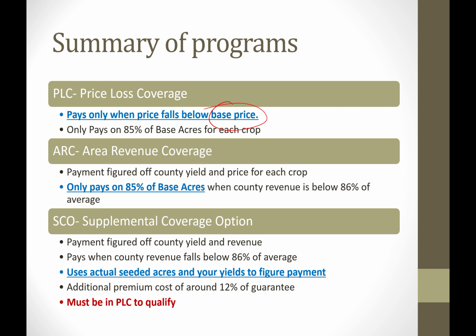And then SCO is a supplemental coverage option. That one actually is something that you pay into through the federal crop side. The payment's figured off of the county's average yield and revenue. So it's a county-wide triggered program, but the amount you get paid varies depending on what yields you have for each unit on your crop insurance. The other good thing about this program is it uses your actual seeded acres instead of the FSA side, which only pays on 85% of your base. So substantial difference in the gross amount of dollars that'll be paid out on this program, just because usually 85% of our base acres doesn't match very closely to what we're actually seeding on these farms. The only thing with SCO is you must be in PLC to qualify, right?